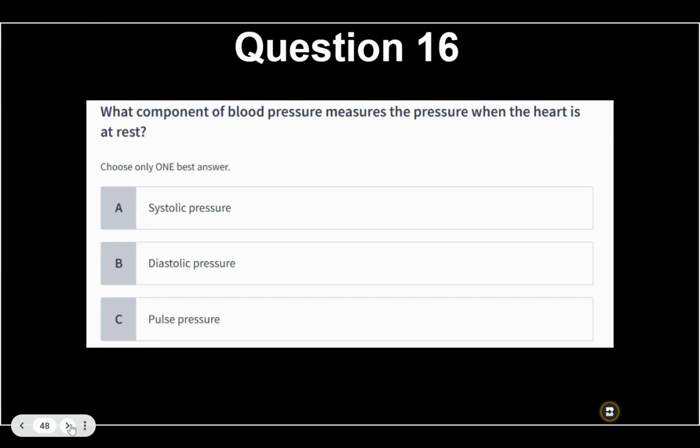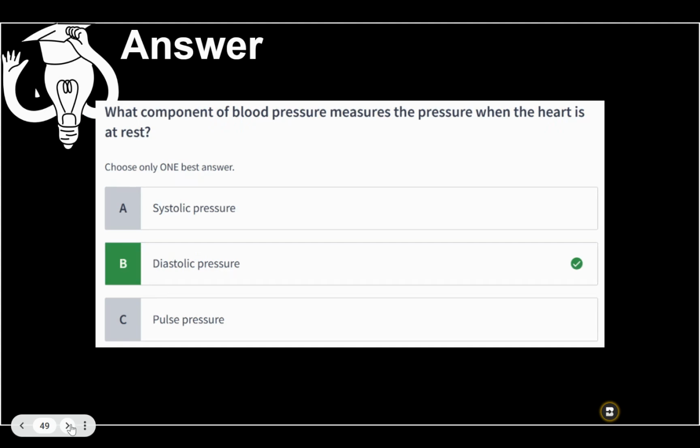Question number 16. What component of blood pressure measures the pressure when the heart is at rest? Would this be A, systolic pressure, B, diastolic pressure, or C, pulse pressure? If you said B, the diastolic pressure, then you are correct.